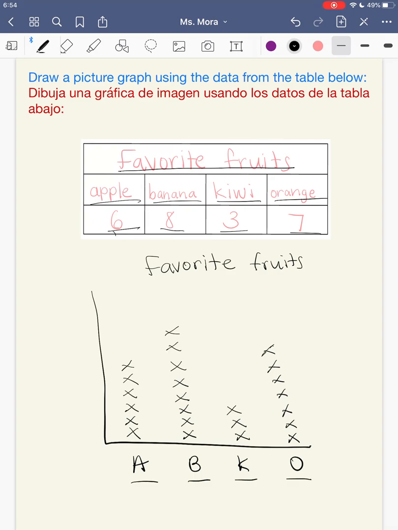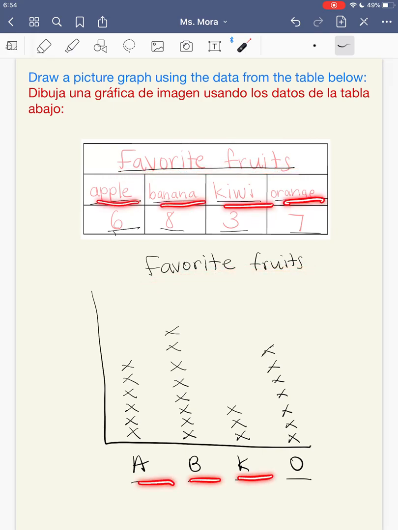Now I'm done. Alright, if you want to check your work, which you should always be doing, first look at that you have the title here. It's up here. You have your categories, apple, banana, kiwi, orange, and they're here, apple, banana, kiwi, orange. And you have your numbers, okay? I have 6 people like apples, 8 people like bananas, 3 people like kiwis, and 7 people like orange. And that is my picture graph. Now I'm done. Okay? So asegúrate que siempre tu gráfica de imagen tiene la misma información que tu tabla.